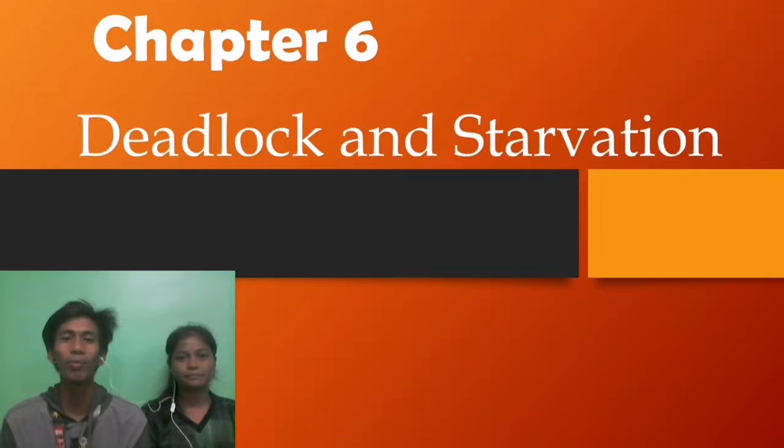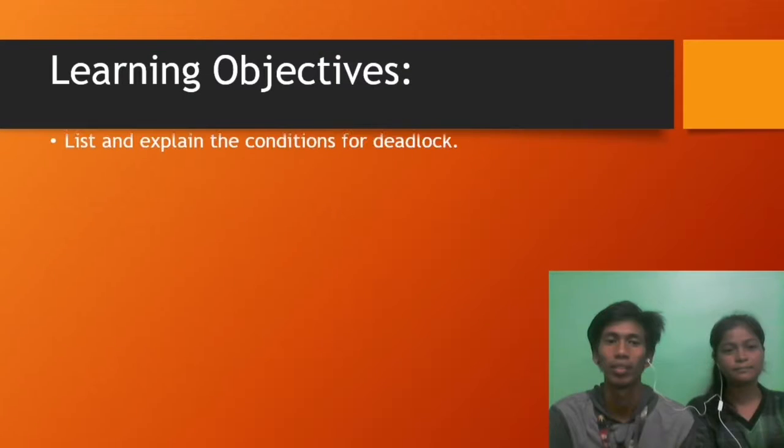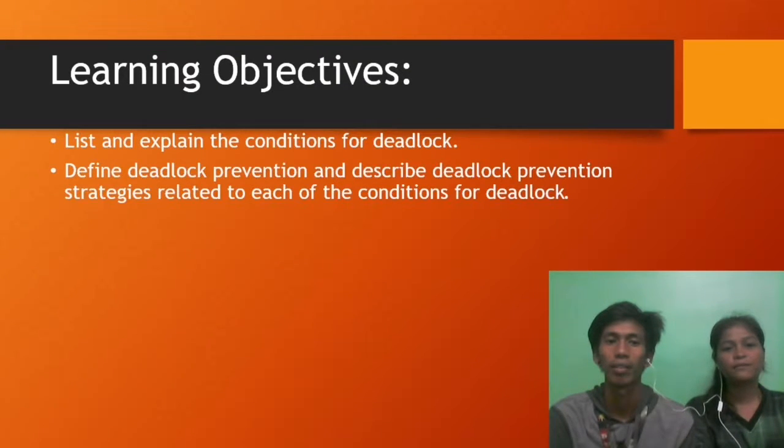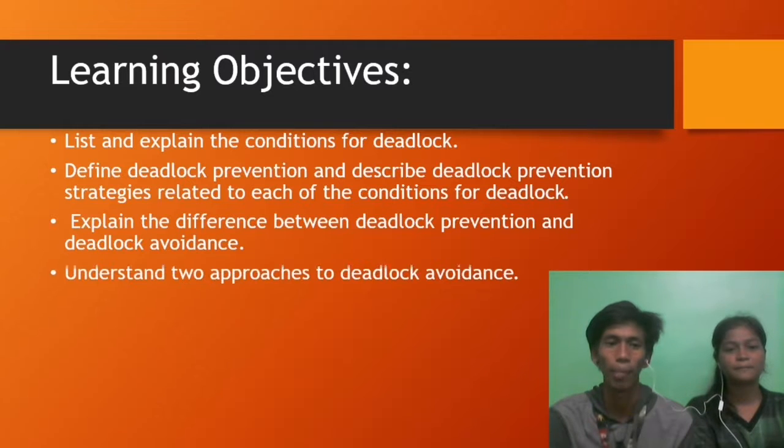Do you have an idea what deadlock and starvation are? List and explain the conditions of deadlock. Define deadlock prevention and describe deadlock prevention strategies related to each condition for deadlock. Explain the difference between deadlock prevention and deadlock avoidance.